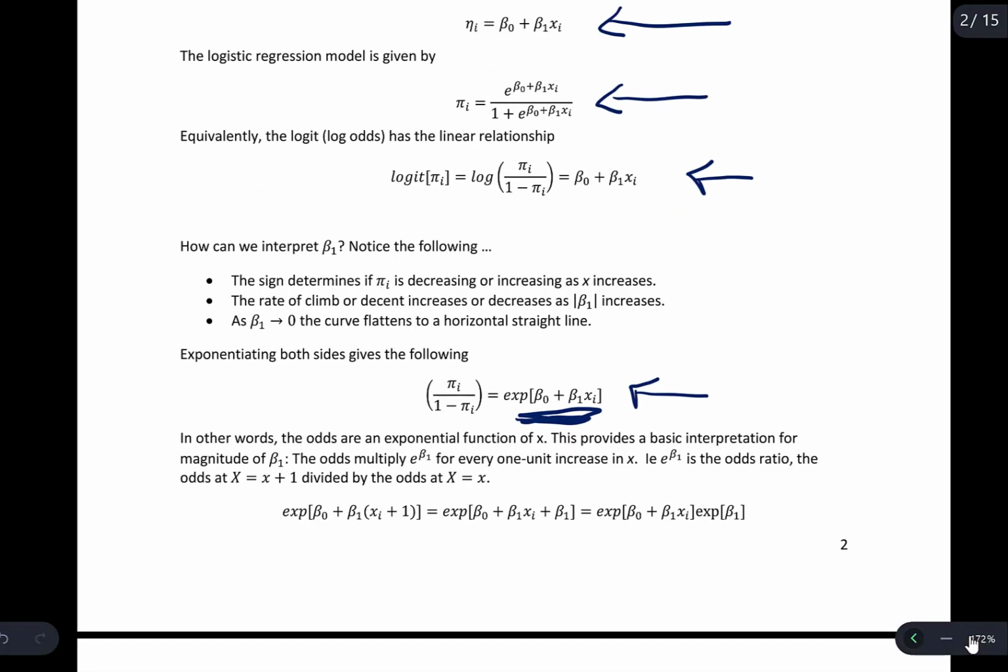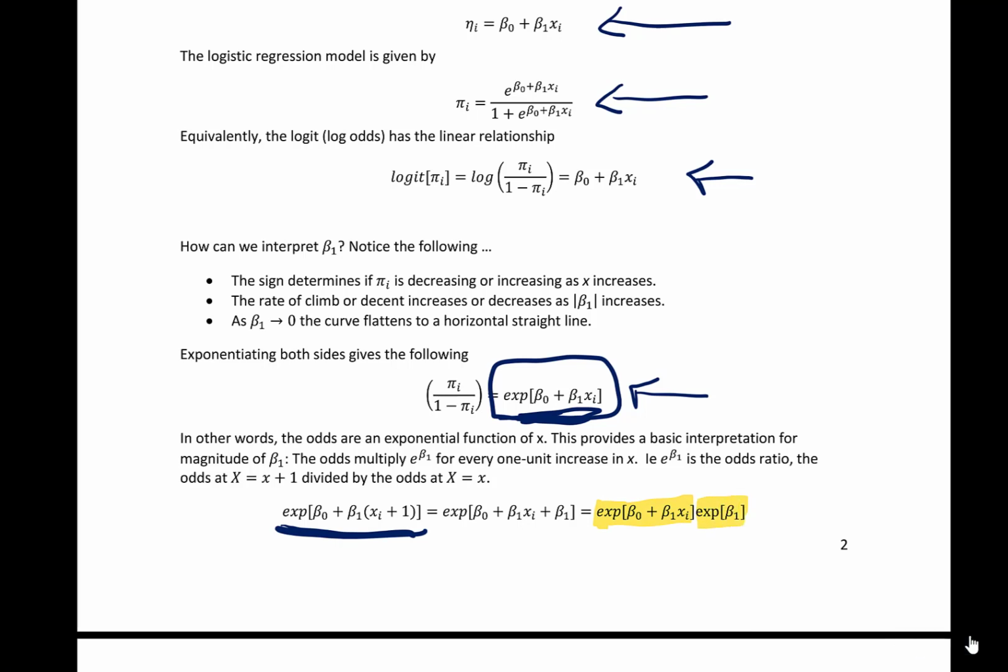To see this, we start out with this piece right here, but let's increase x by 1. And so notice that would give this right here. Then if we perform a little algebra, notice we end up with two different pieces. We have our original piece multiplied by e to the beta 1, which is exactly what we were saying there.